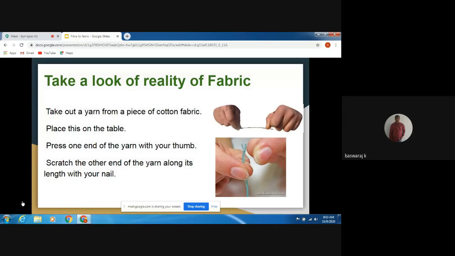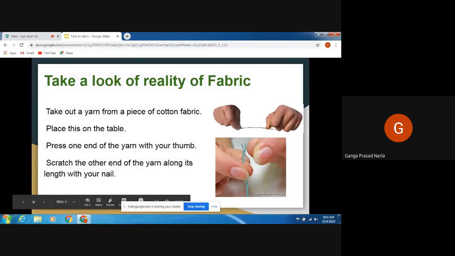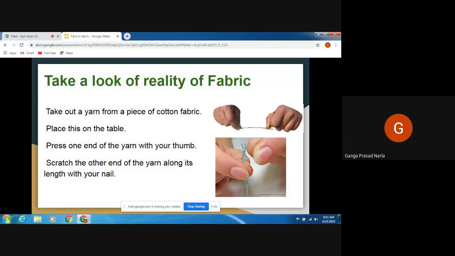Is it clear? Sir, your voice is not clear, sir. Okay. Fabric is nothing but cloth. Cloth is made by a number of threads, right? The threads have thin strands in them, and those thin strands are called fibers. The fabric is made by fibers. Is it clear? Yes, sir. It is clear.